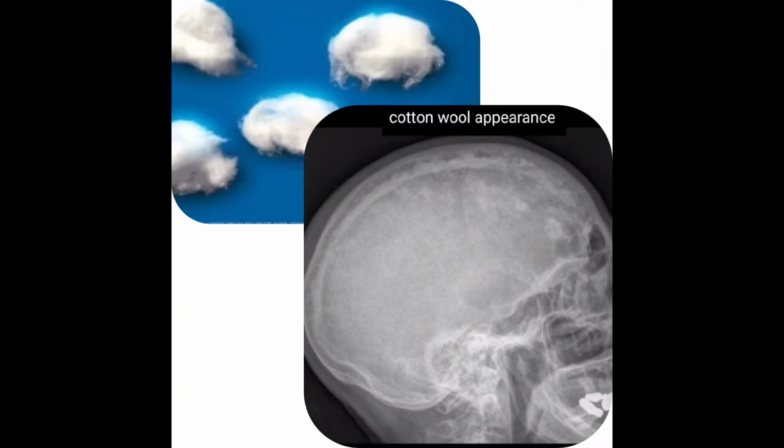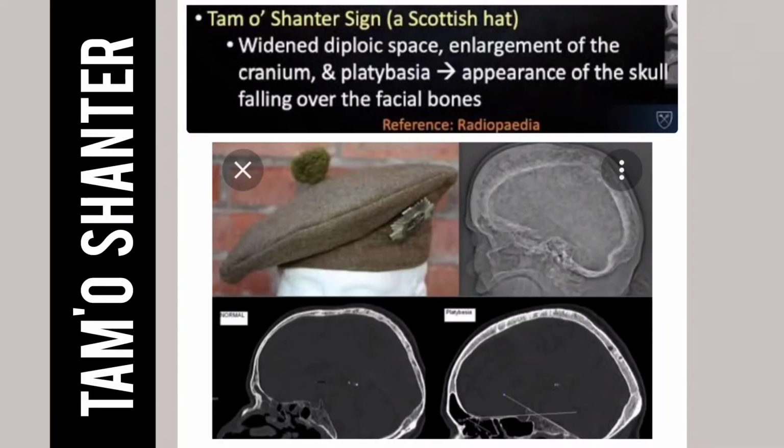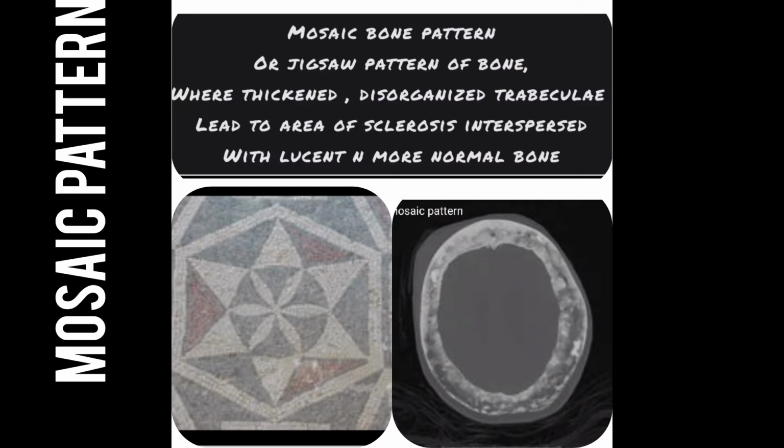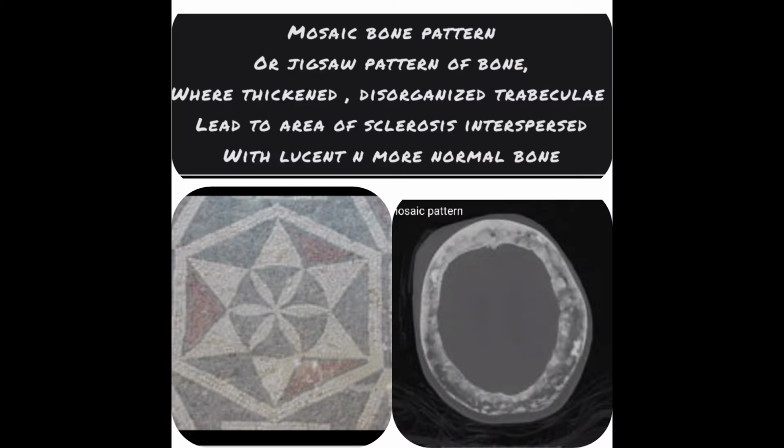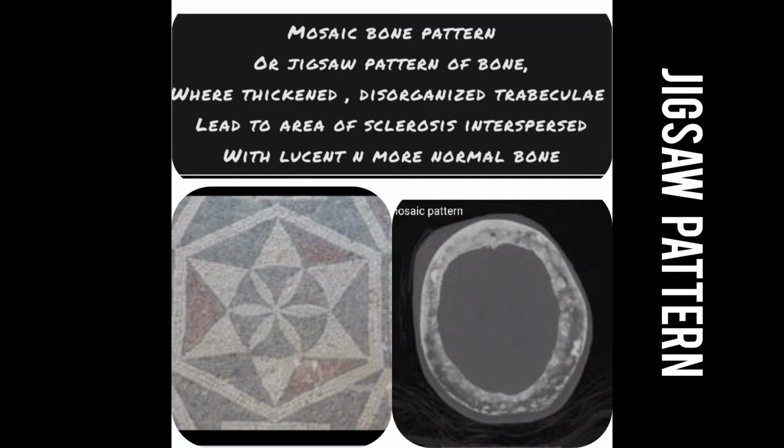This is the lateral view of the skull and is known as the cotton wool appearance. There is both a lytic as well as sclerotic appearance, and there is diploic widening. Both inner and outer calvarial tables are involved. This image is known as the Tam O'Shanter sign, a Scottish hat appearance of the skull flaring over the facial bone. This is the mosaic pattern or the jigsaw pattern of the bone.